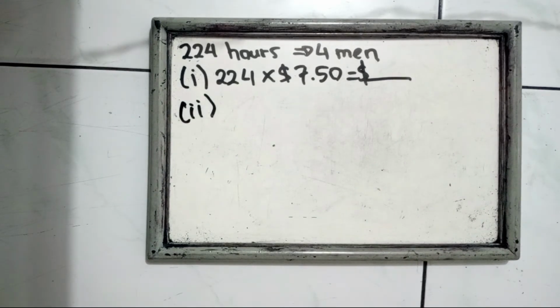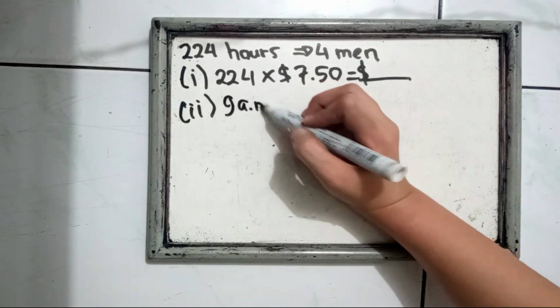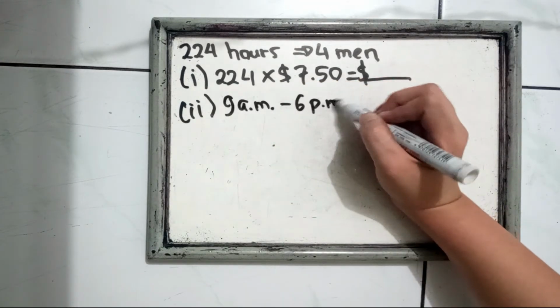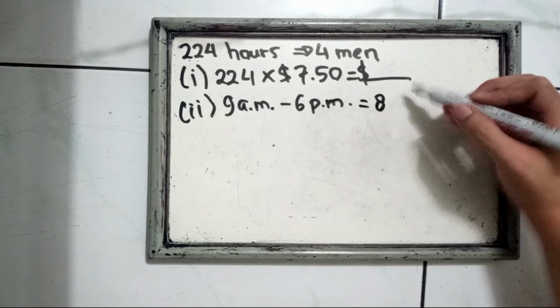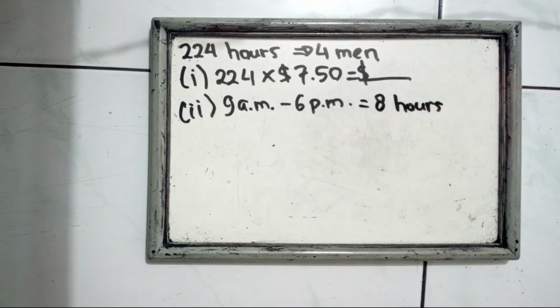Then, their normal working hours are from 9 a.m. to 6 p.m. with a 1-hour lunch break. So the time they are working is from 9 a.m. to 6 p.m. with 1 hour for lunch, yeah? So it means they are working 8 hours. Then after that, given that their overtime rate is 1.5 times their hourly rate, find the total amount to be paid for the foreman if the project is to be completed in 4 days.